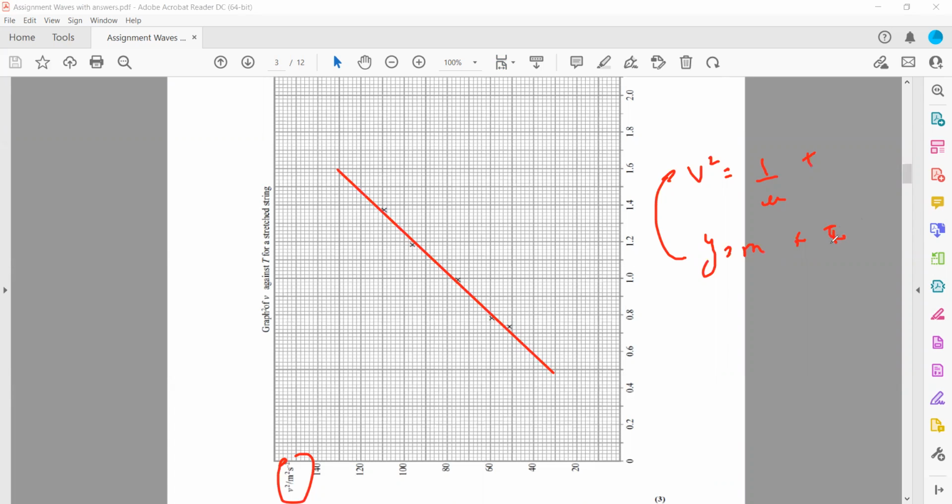T is the x-axis. So how to get mu? 1 over mu is the gradient. So mu is equal to 1 divided by the gradient. So we'll take 2 points, anywhere. First point on the y-axis will be y1, second point on the y-axis will be y2, first point on the x-axis will be x1, second point on the x-axis will be x2. So we'll find the gradient, and the reciprocal of the gradient will give us the value of mu.